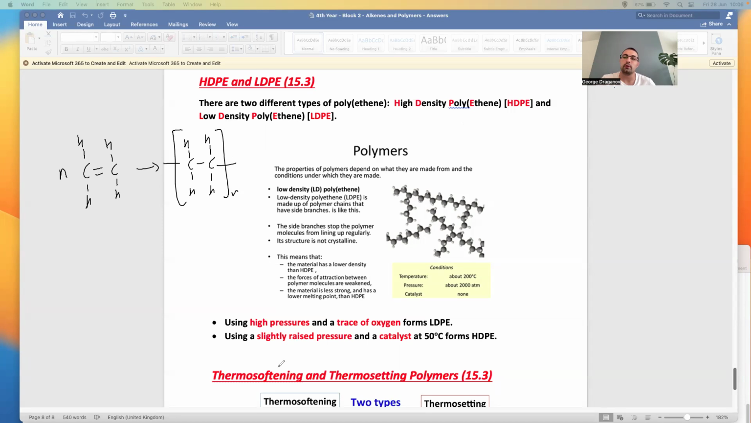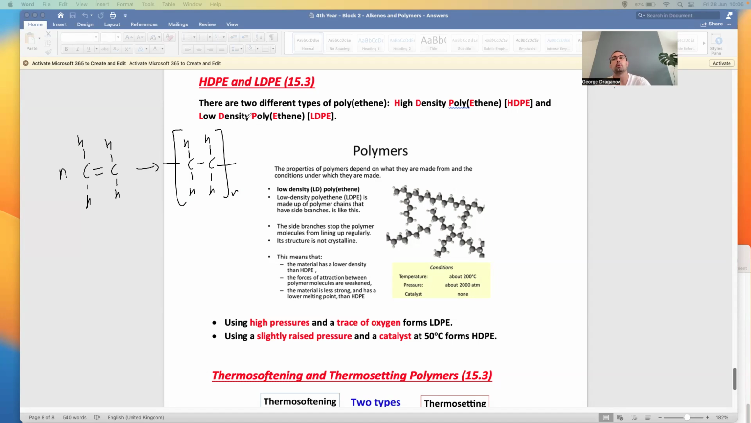So don't confuse this and this. They're actually different things, even though it's on the same page. This is talking about all polymers. This is talking about only polyethylene. So it really is fairly simple. You need to know the conditions used to form either the high density or the low density version and the special property that arises of each.